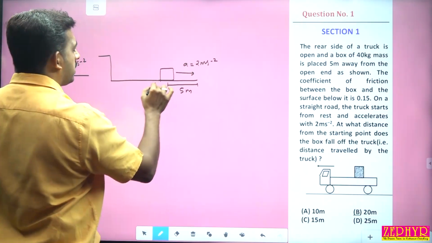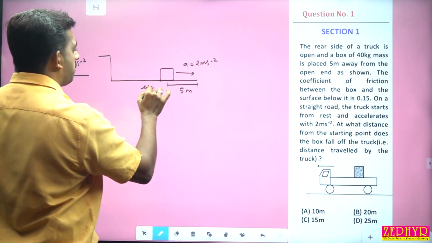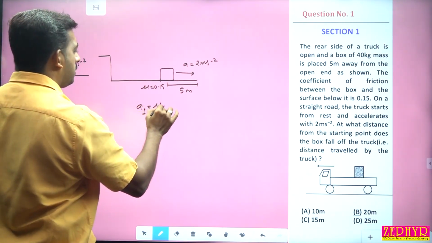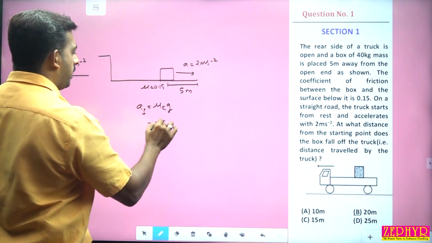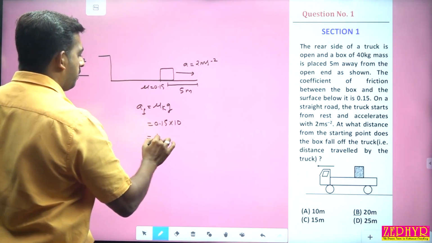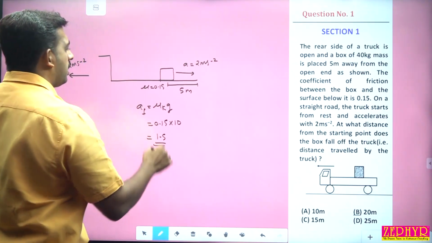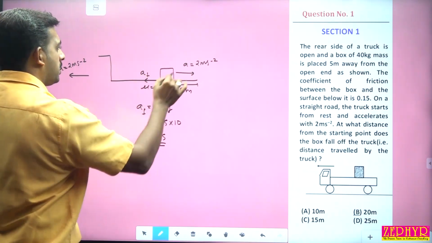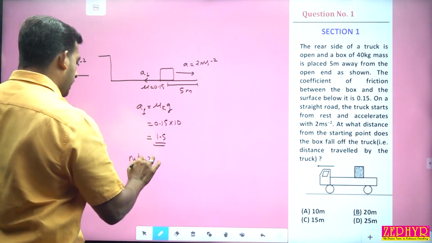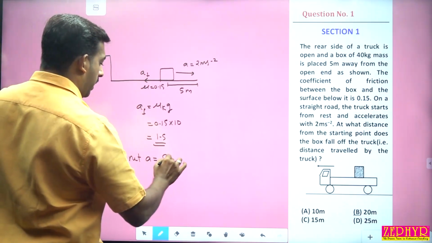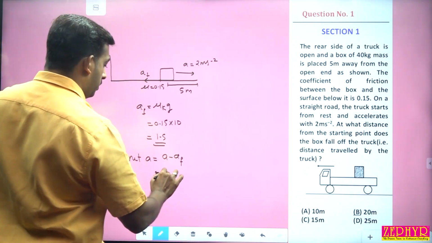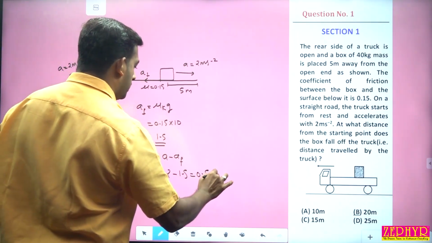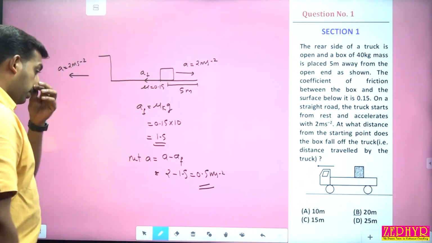The coefficient of friction between the surface of the block and the surface of the truck is mu equal to 0.15. Therefore, the acceleration produced by the frictional force is equal to mu k into g. Mu k is 0.15, g is 10, so we get 1.5 as the acceleration produced by friction, in the forward direction. So what is the resultant acceleration? Net acceleration is equal to a minus af, that is 2 minus 1.5, so we get 0.5 meters per second square as the resultant acceleration of the box.